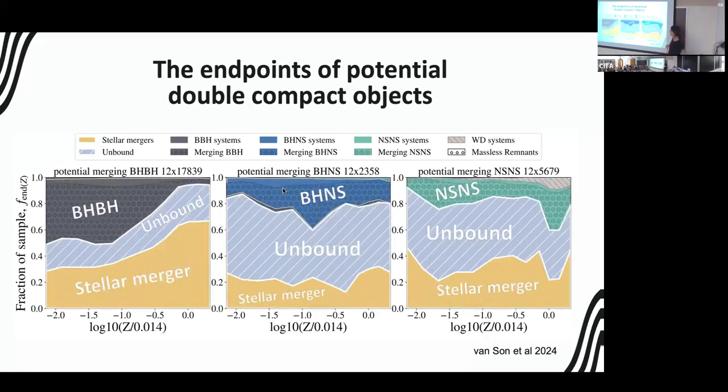So that's what this plot shows. It really shows that the binary black holes that you form in low metallicity, at high metallicity, they either become unbound, usually because one of them got a kick, or they become stellar mergers. And with black hole neutron stars and binary neutron stars, it's a bit more chaotic, but you can also see there's an exchange between the unbound and the stellar mergers.